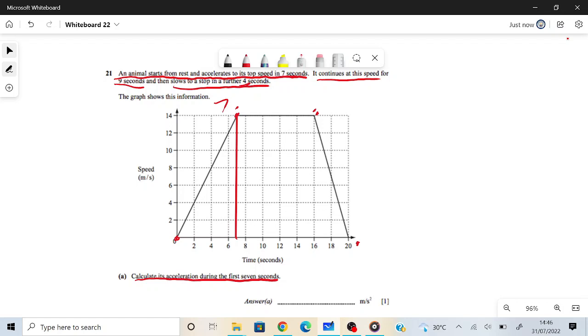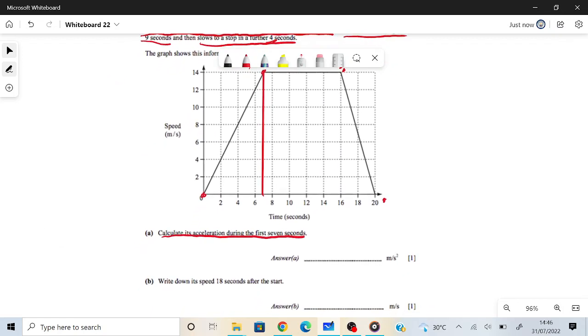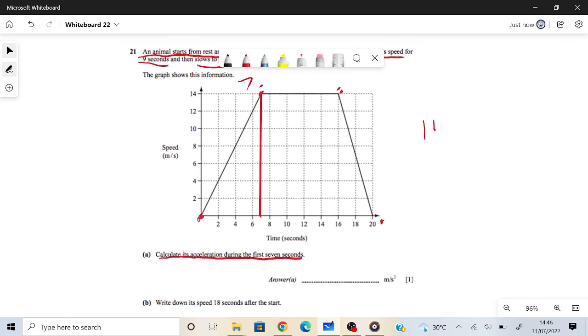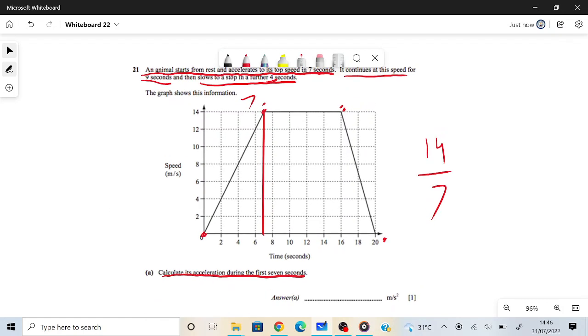Right, all we have to do now is find the acceleration, and all you can do for that is change in y over change in x. So this can be simply 14 divided by 7. Why 14? Because it goes 14 upwards, it ends at 14 here, and 7 because it goes 7 across.